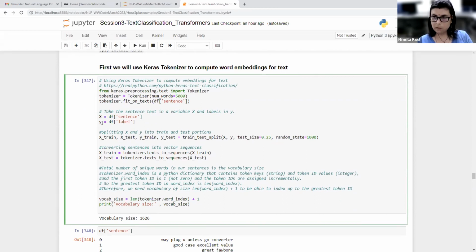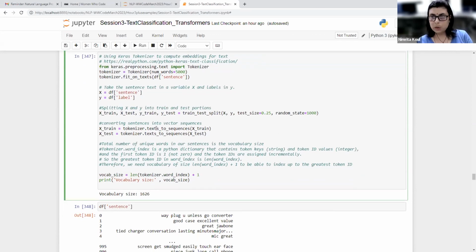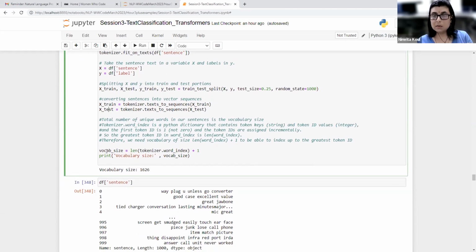It's a convention that we take features in X and the labels in Y. So that's what we have done here, taken all the features or text in X and all the labels in Y, using the train test split function to separate our data into training portions and test portions. Similarly, we're separating labels into training portions and test portions. Once we have done that, we have already fitted our tokenizer on the sentences, on our text. We are then using this fitted model to convert the training portion into vectors and the test portion of sentences also into vectors.